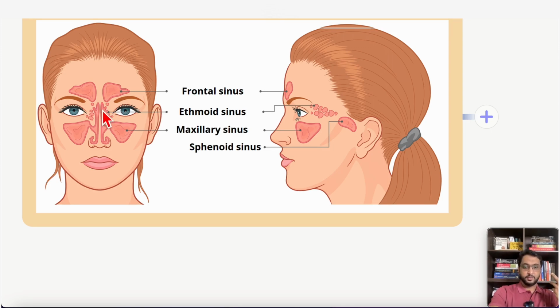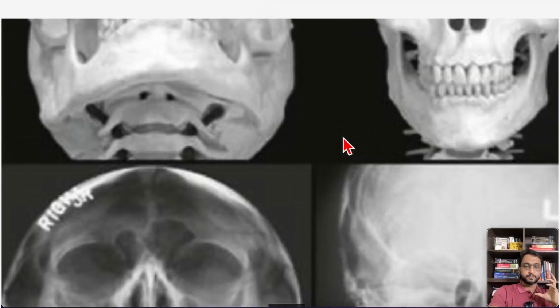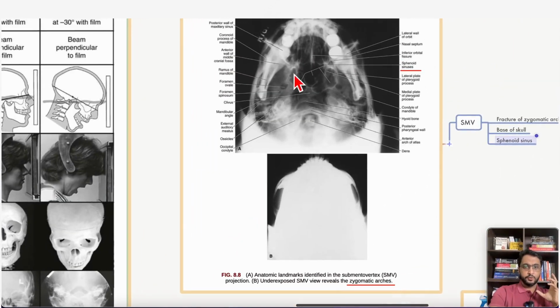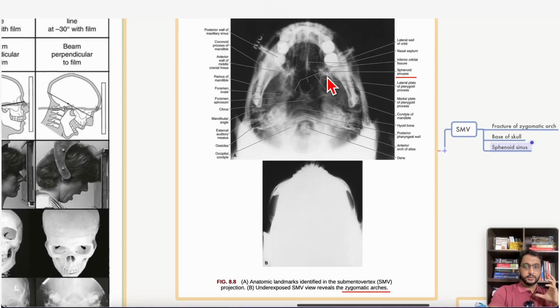Most people don't know where the sphenoid sinus is, so in the side view, this is the sphenoid sinus. The sphenoid bone is somewhere here, so you have the sphenoid sinus. When you look at it in your skull or in your radiograph, you see it in this particular section, slightly behind, isn't it? So this is the major thing.